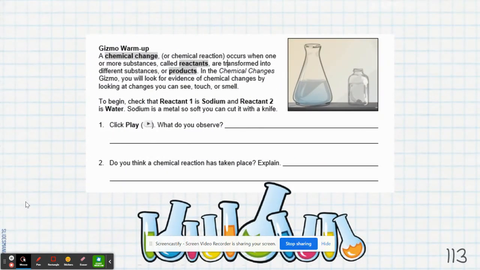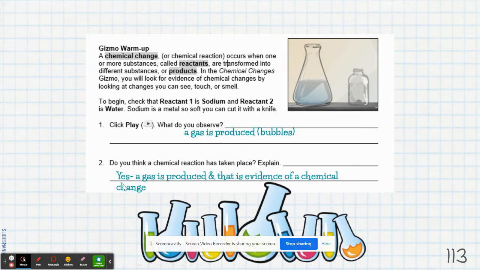For the warm-up, it's reviewing what a chemical change or chemical reaction is. That occurs when two or more substances, called reactants, are transformed into new and different substances. We call those products. And again, in 8th grade, we're really stressing what is your evidence. Looking at the reaction with sodium and water, you see that a gas is produced, or bubbles. And yes, I think a chemical reaction has taken place because a gas is produced, and that is a type of evidence of a chemical change.